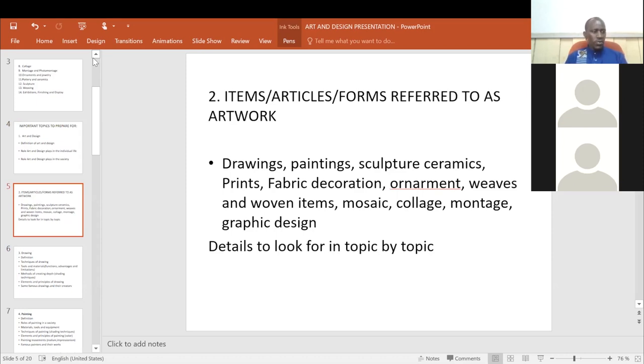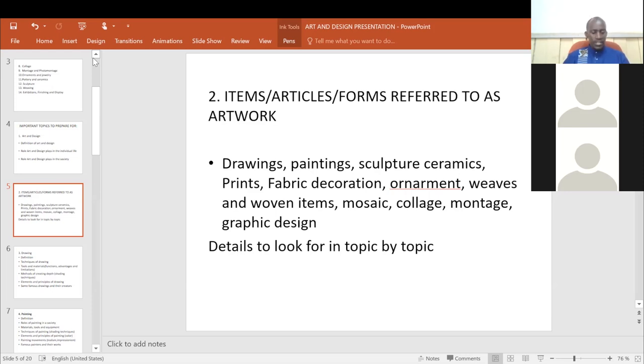Under introduction, we've mentioned the roles of art to an individual and the society. The other bit that forms the introduction is the elements and principles of art and design. The candidate must be able to mention the elements and principles of art and design. These are guidelines that help in creation of art forms or artworks. For instance, what are some of the elements that you should be able to mention?